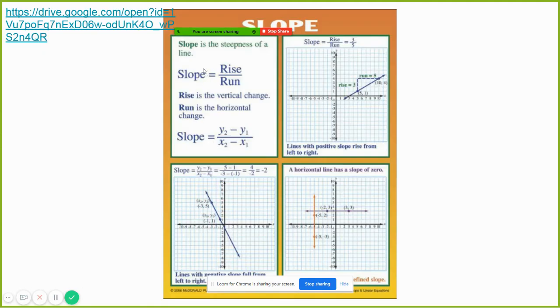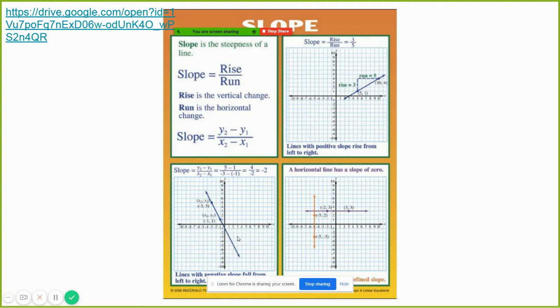For slope, we have talked about rise over run. Rise is the vertical change, which is a change in y, and run is the horizontal change, which is a change in x. Instead of using this formula that is on your formula chart, it's easier to just count up 1, 2, 3. So we know the rise would be 3, and the run 1, 2, 3, 4, 5. The run would be 5. So therefore, the slope of this line is 3 over 5.